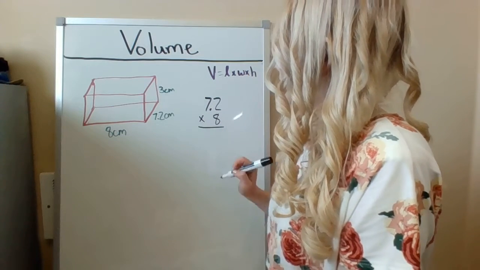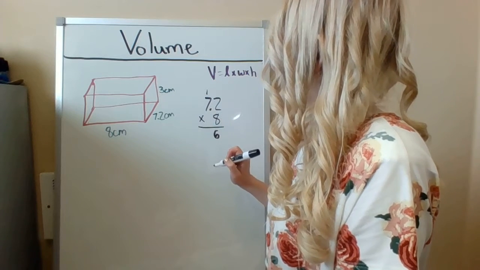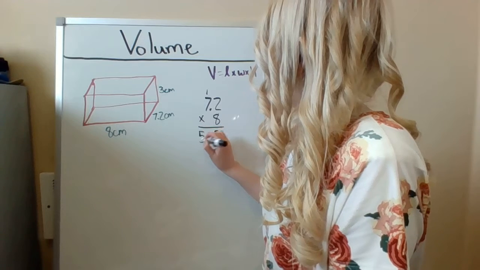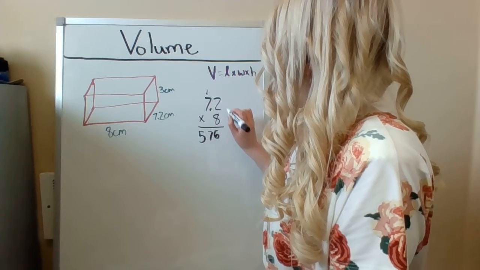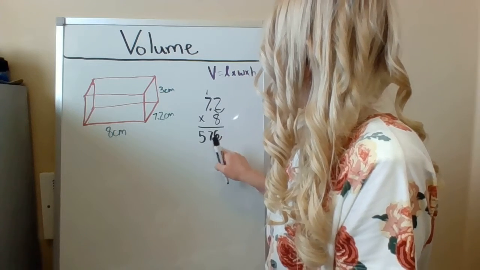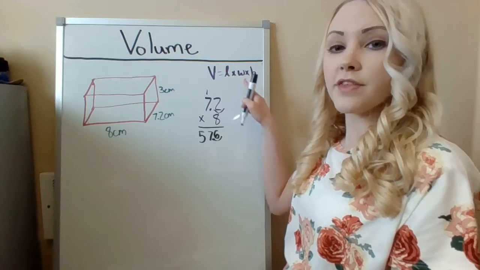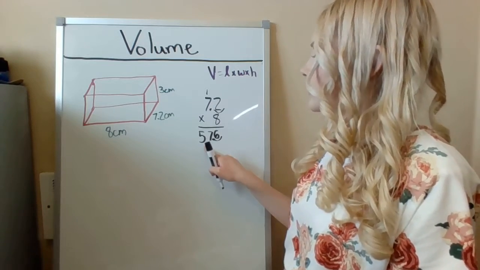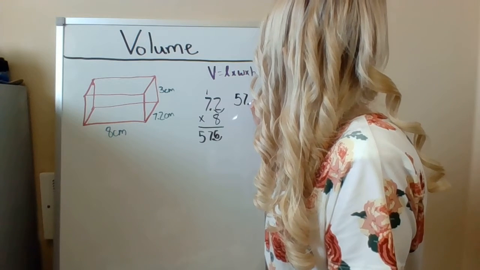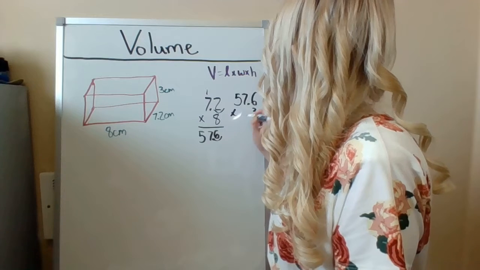Okay, 2 times 8 is 16. 7 times 8 is 56. Add 1 is 57. Bring one place value over for that decimal, getting us 57 6/10. So we've multiplied our length by our width. Now we just have to multiply it by our height. So I'm going to bring this up here, take our 57 6/10. I'm going to multiply that by 3.